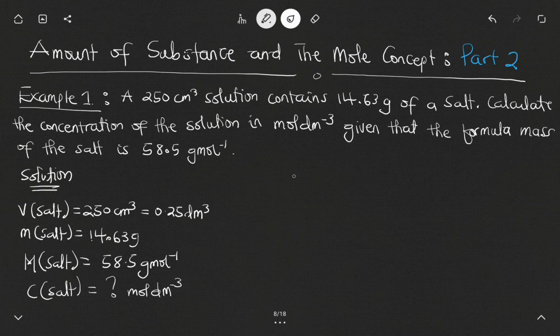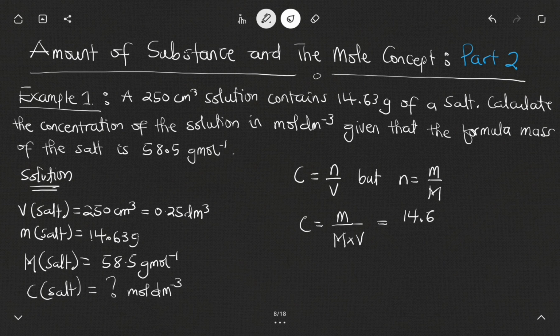We know from the definition of concentration that concentration is equal to mole over volume. But in our case over here, we don't have mole directly, but we know that mole is equal to mass over molar mass. So if I substitute this back in place of the mole, my concentration will become mass over molar mass multiplied by volume. This in turn is equal to my mass given in the question, 14.63, over my molar mass, 58.5, multiplied by my volume, which is 0.25 dm³.